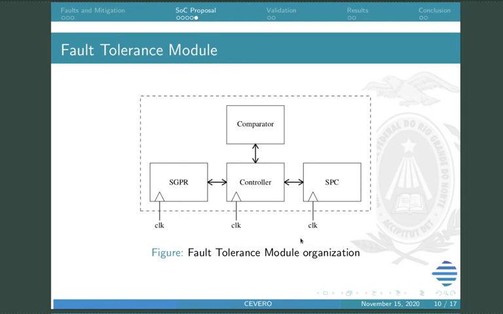In this image, we have the inner pieces of the fault tolerance module. We can see the comparator and the controller, and by their side is the safe general purpose register and the safe program counter, which are basically copies of the GPR and the PC registers, but they should be implemented with ECC and scrubbing in order to resist effects from radioactive particles. The comparator receives data from both cores and compares the results, and if there is any error, it sends a signal to the controller, which then initiates the cycle to recover the data from SGPR and SPC, and place this data back into the registers of both cores. When no error is detected by the comparator, this data is saved into the SGPR and SPC.